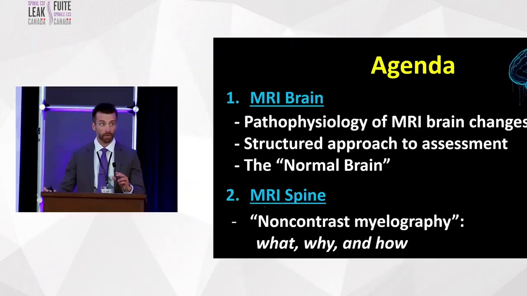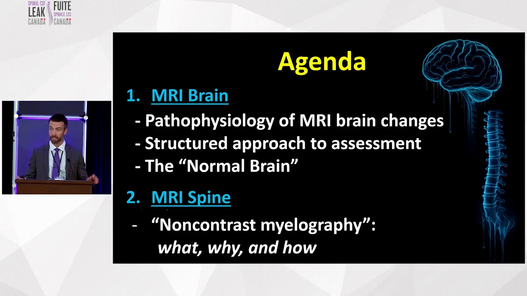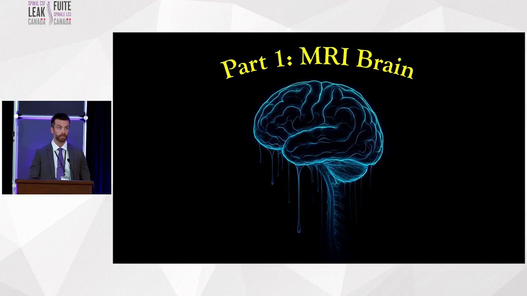I'm going to be talking about both MRI of the brain and the spine, maybe with a little more focus on the brain, because I think there's a lot to talk about. We're going to talk about the pathophysiology of MRI brain changes, the way that I approach an MRI of the brain, what I look for, and this really interesting concept of the quote-unquote normal brain. What does that mean in the context of a CSF leak? And then we're going to get into MRI of the spine, how it is different from a conventional MRI of the spine, and how we can tailor our protocols to optimize detection of a CSF leak.